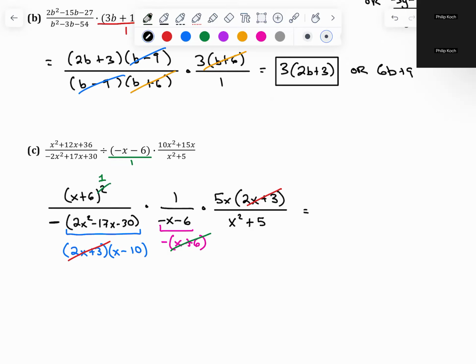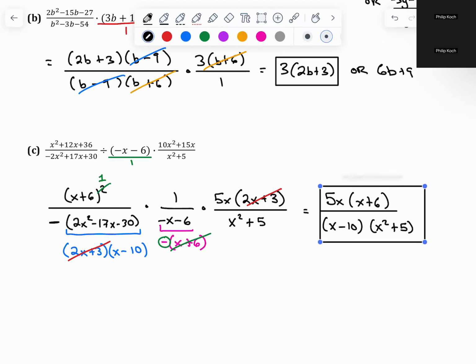So up top, oh, don't forget about your negative sign there. Up top, there's one factor of x plus 6 and a factor of 5x. So we get 5x times x plus 6 in the numerator. In the denominator, the negative and the negative will multiply together and give me positive ones. So that's going to go away. And then all I have left is an x plus 10 and an x squared plus 5. And that's as far as we can take it.